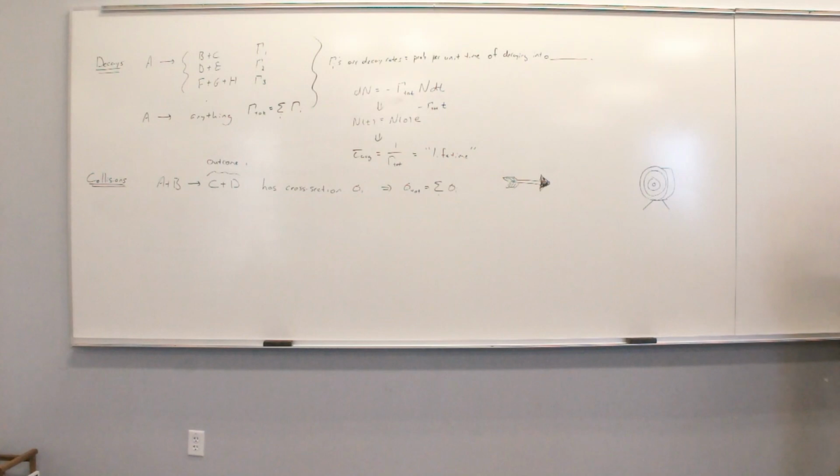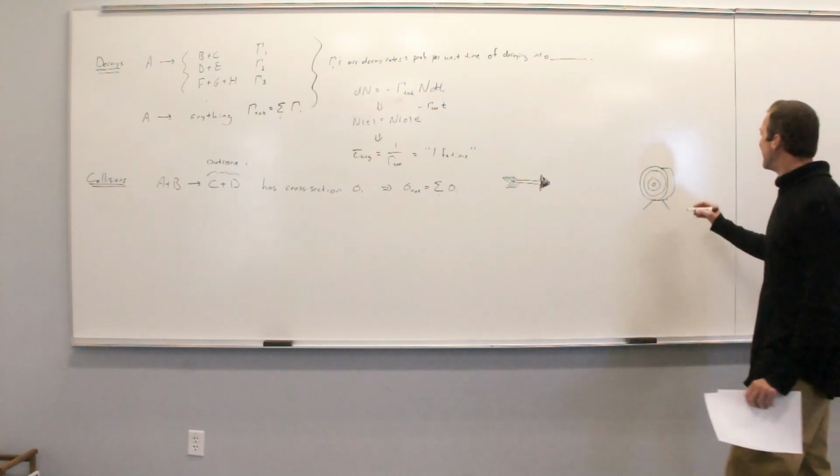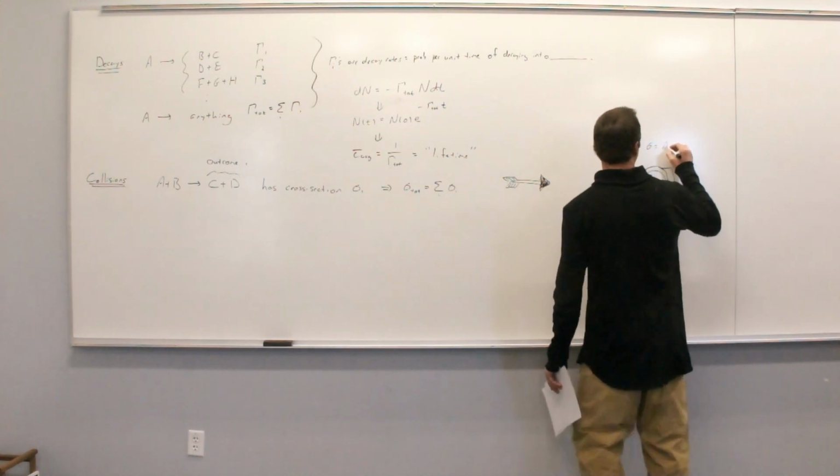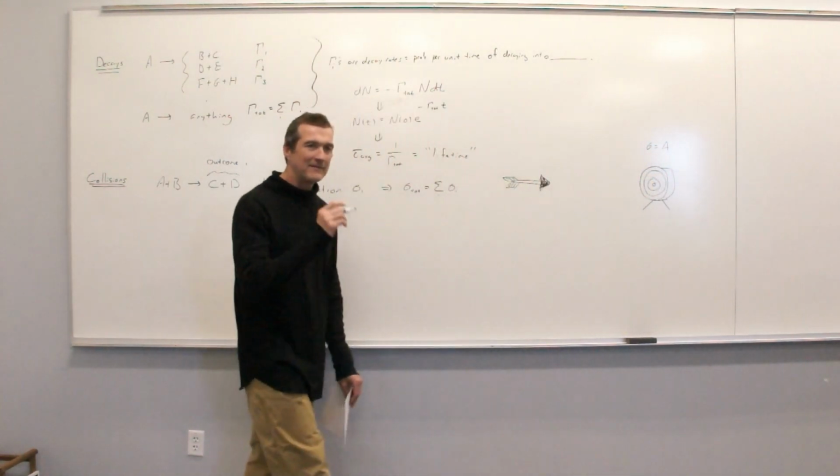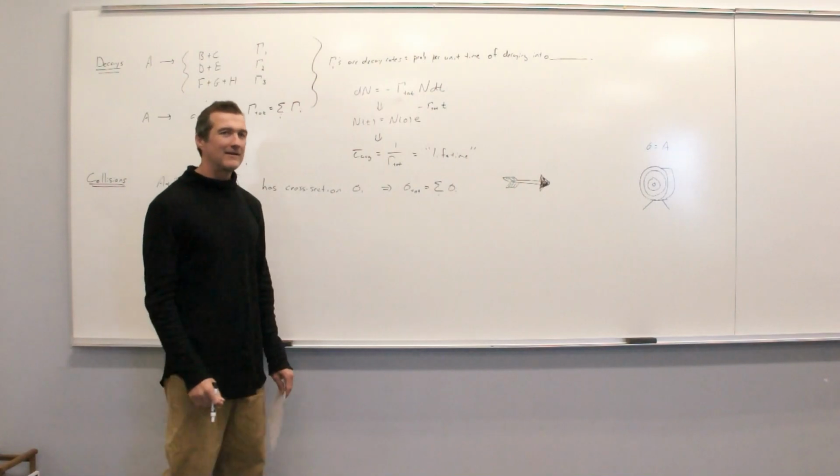What's the cross-section? Probably the area of the target. You are so smart. Yes, sigma equals the area of this thing. Okay? Is it really the area?